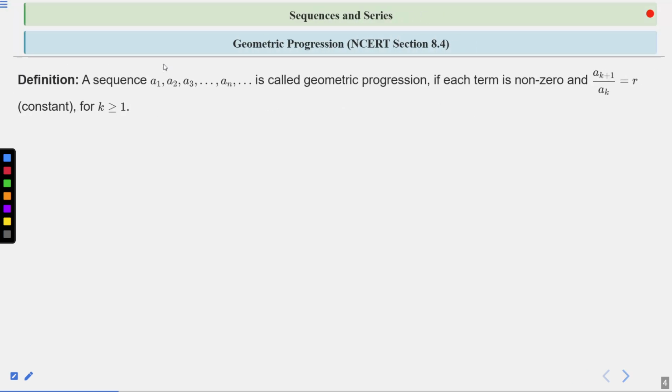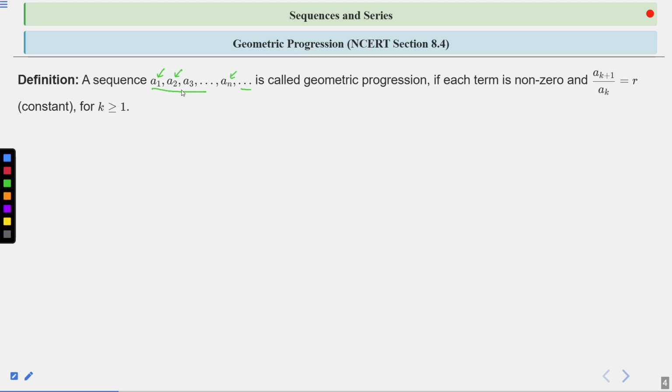Starting with the definition of GP. So a sequence A1, A2, A3 till AN to infinity. So recall what is your sequence? Simply a list of things, objects, members, simple. This A1 represents the first term of your sequence, A2 represents the second term and AN represents the nth position term.